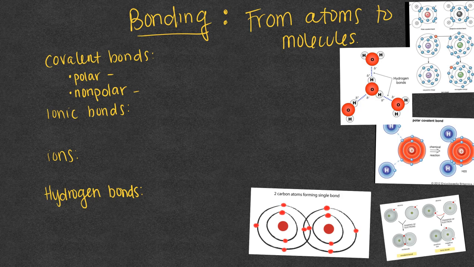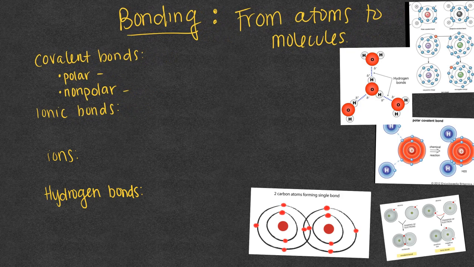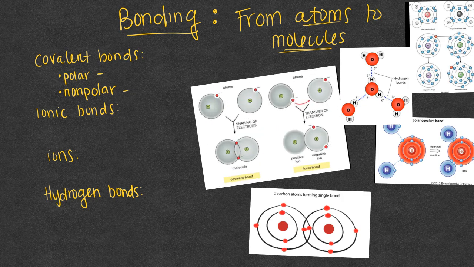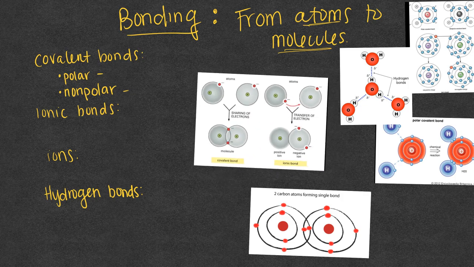Let's talk about bonding. How do we go from just single atoms to molecules? And we'll be dealing mostly with molecules in AP Bio. So there are some types of bonding we're going to talk about. These two, let me make this picture bigger. The first ones are covalent bonds and ionic bonds. Covalent bonds share electrons, and they are strong bonds.